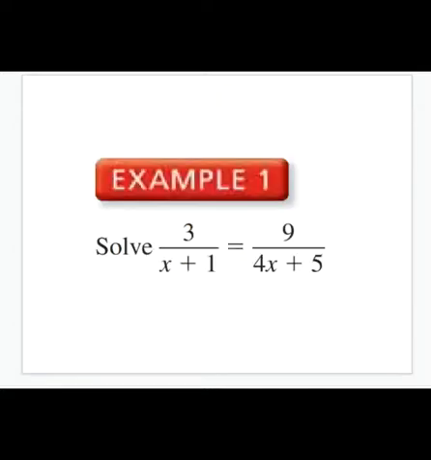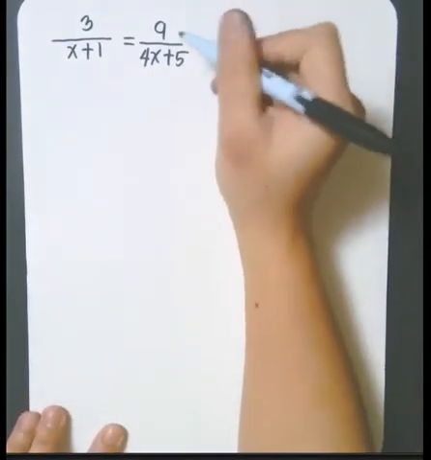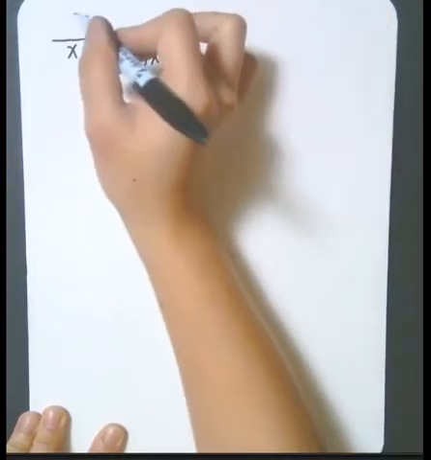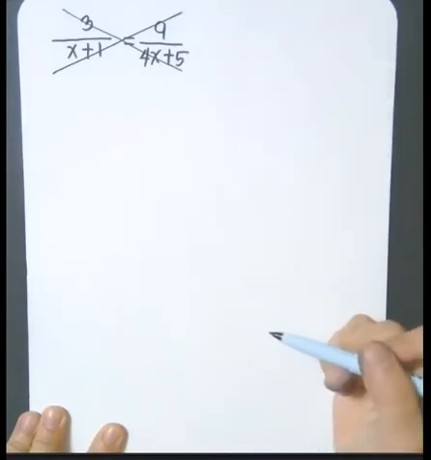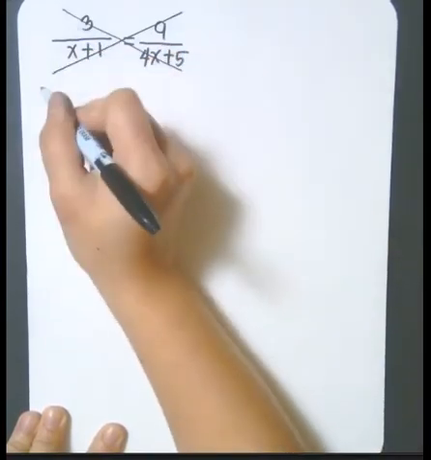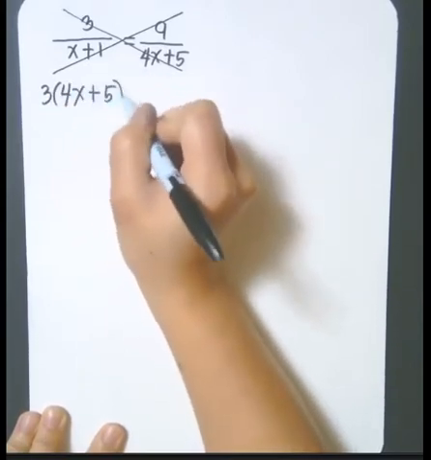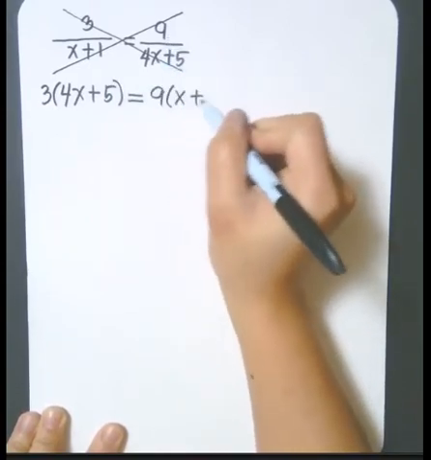Example number 1, solve for 3 all over x plus 1 equals 9 all over 4x plus 5. For our first step, we need to write the given equation. Second, we cross multiply. It is like drawing a cross with our equation and then we multiply. We have 3 times 4x plus 5 is equal to 9 times x plus 1.